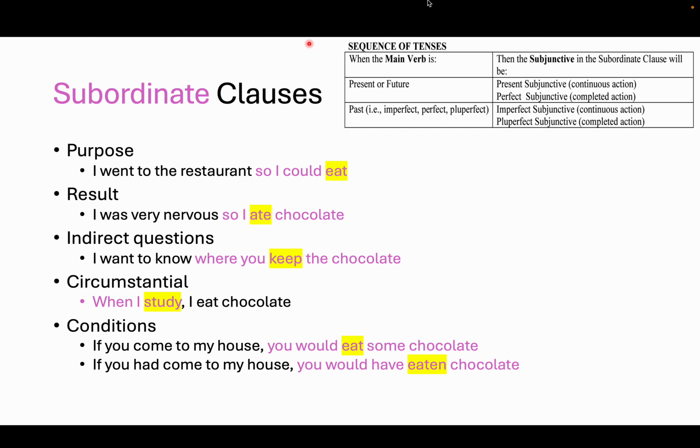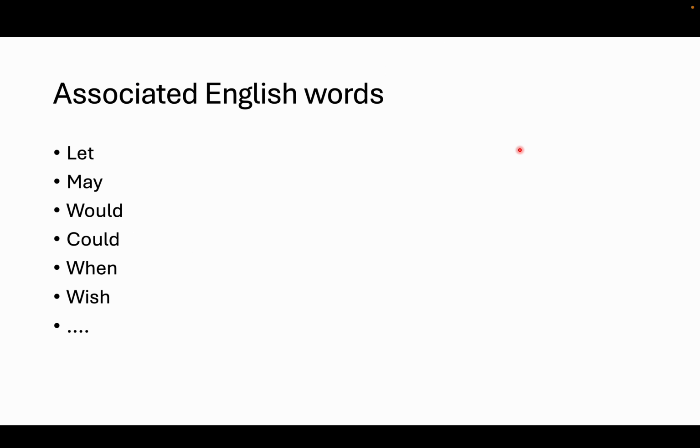This box is just, again, a little bit of extra information to show you why we've even got different tenses in the subjunctive. Basically, if you think about this first sentence, I went to the restaurant, went is the main verb, okay? It's in the main clause, right? So if the main verb is present or future, then you use a present or perfect subjunctive, depending on whether it's continuous or completed action. If the main verb is a past tense, you would use an imperfect or pluperfect subjunctive. Again, this is all just for context. You don't need to memorize it. I think we said that. Associated English words that we would use in conveying the same idea in English are let, may, would, could, etc.